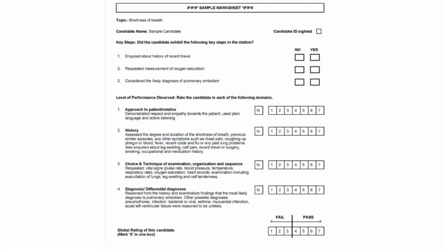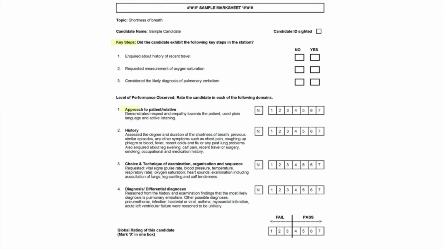Now we are looking at the sample mark sheet that is provided by AMC for this station. Okay, as we can see, the topic is shortness of breath. Now just look at the key steps. There are 3 key steps for this station. First one is inquired about history of recent travel. Secondly, requested measurement of oxygen saturation. And the third point is considered the likely diagnosis of pulmonary embolism. So you want to make sure that you cover all of these 3 key steps in your performance.